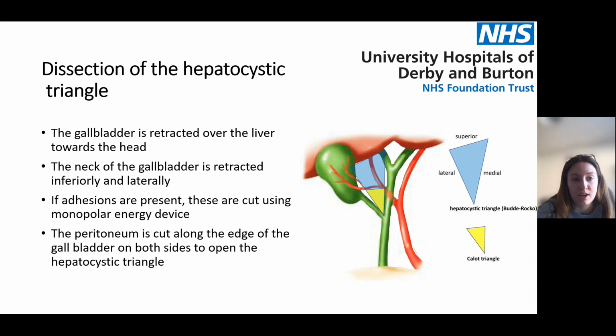So the first step is the dissection of the hepatocystic triangle. The gallbladder is retracted over the liver towards the head, and then the neck is retracted inferiorly and laterally. If there are any adhesions, these are taken down using a monopolar energy device. And then the peritoneum is cut along the edge of the gallbladder on both sides to open up the hepatocystic triangle, which you can see in the photo.